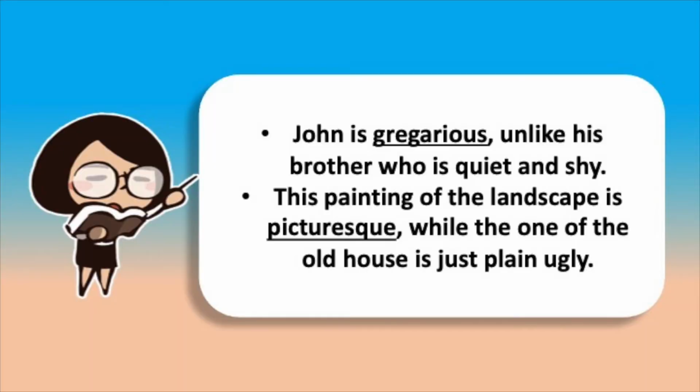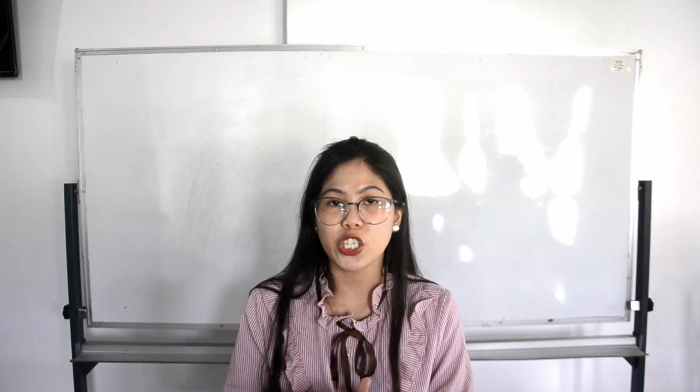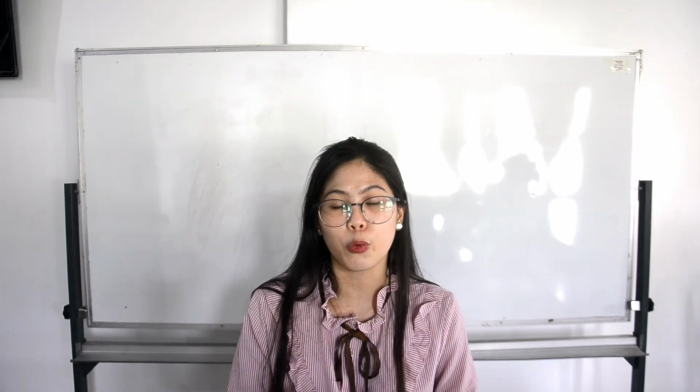Another example, John is gregarious unlike his brother who is quiet and shy. Since we have the word unlike, it indicates that the word gregarious has an opposite word within the statement. And our clues are the words quiet and shy. From this, we can determine that the definition of gregarious is the opposite of being quiet and shy, which is outgoing or sociable. So gregarious means outgoing or sociable.